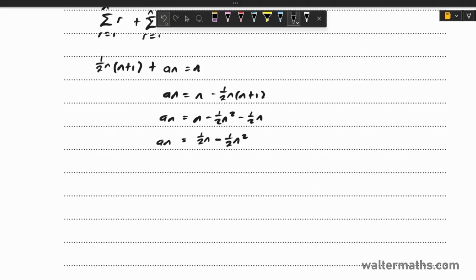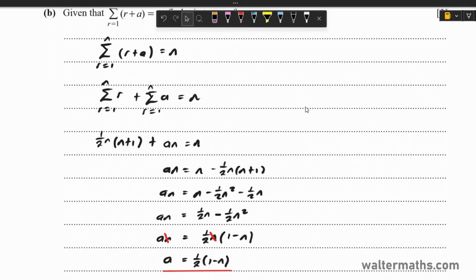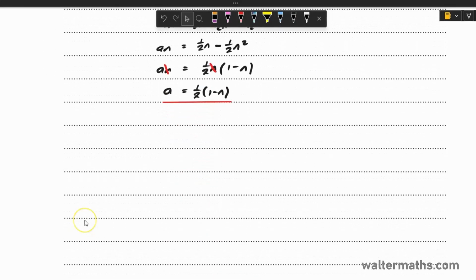All right, and I'm going to factor out a half n here, so that we'll be having 1 minus n left inside here. So if we divide both sides by n, we will be left with a being equal to a half of 1 minus n. And what we have right now is the answer. All right, the question was saying we should find a in terms of n, and that's what we got right here. So let's move on.